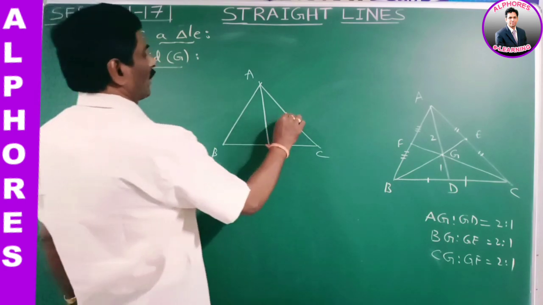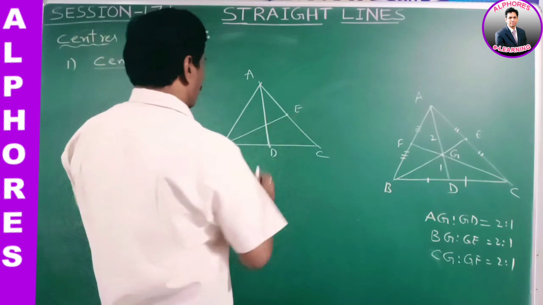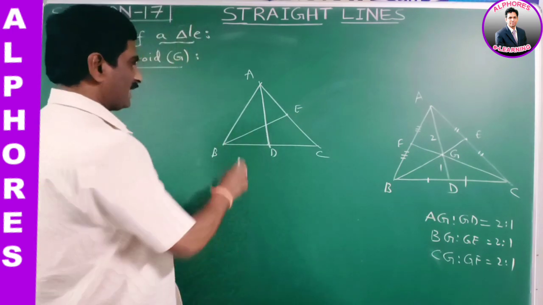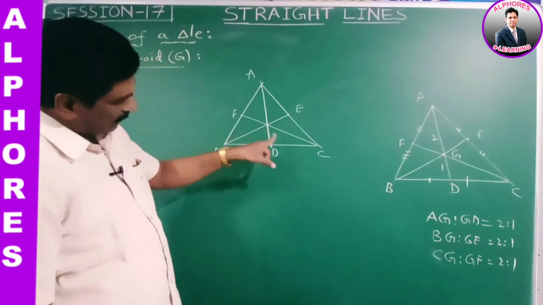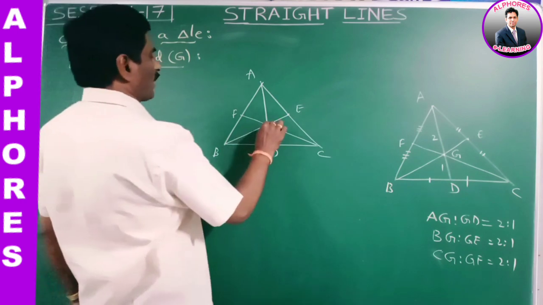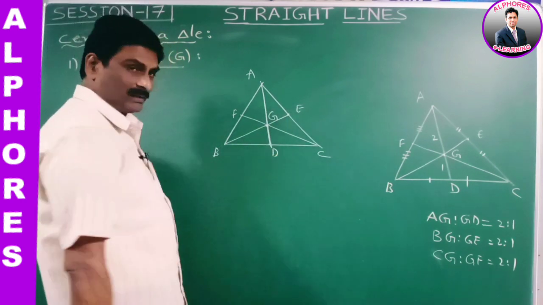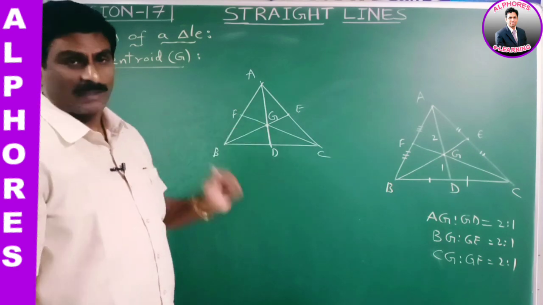Similarly, E is the midpoint of AC. Then BE is said to be the median of the triangle through B. Similarly, CF is the median through C. All of these medians are concurrent. This point of concurrency is said to be the centroid. It can be denoted by G.